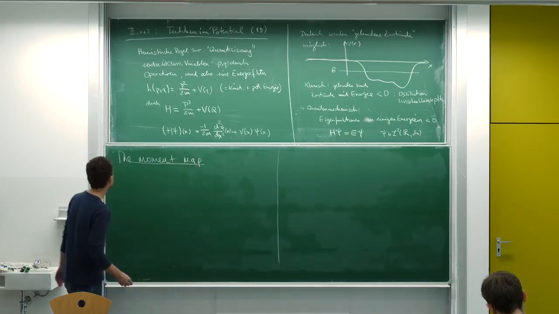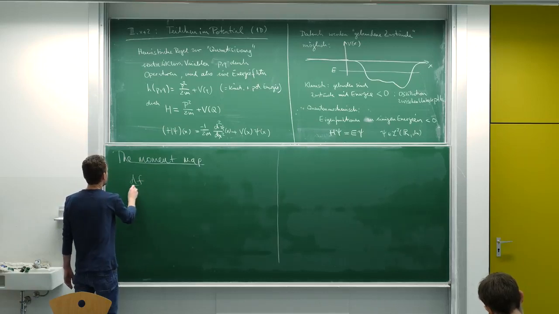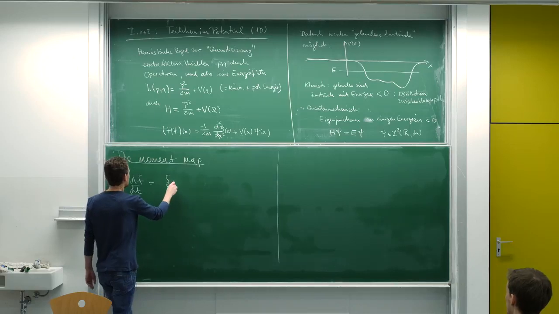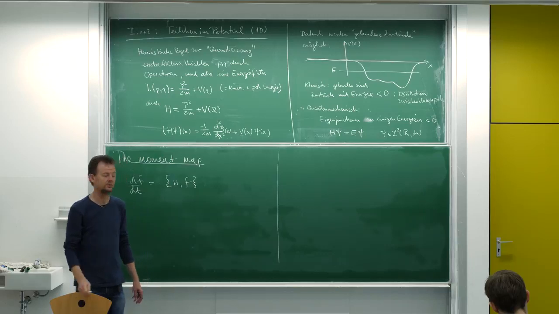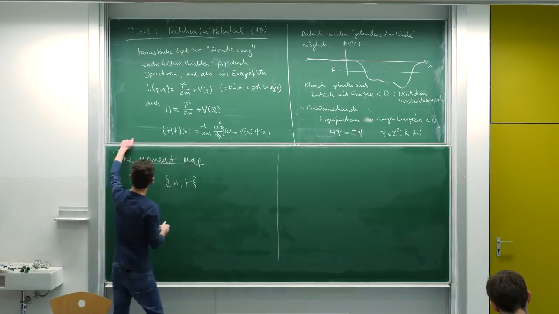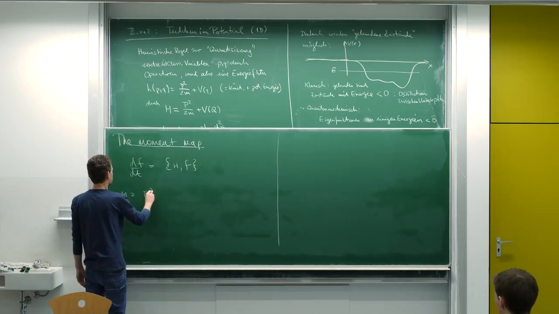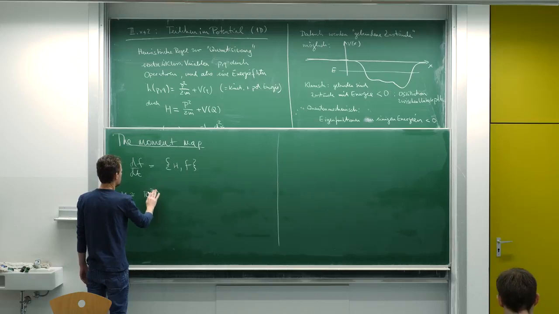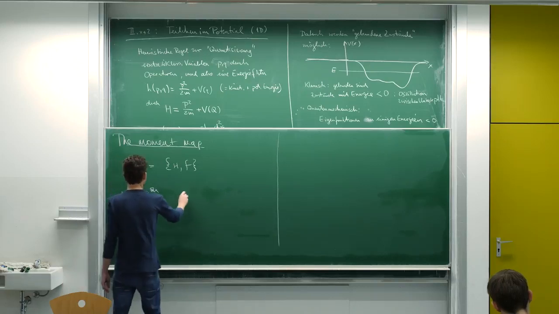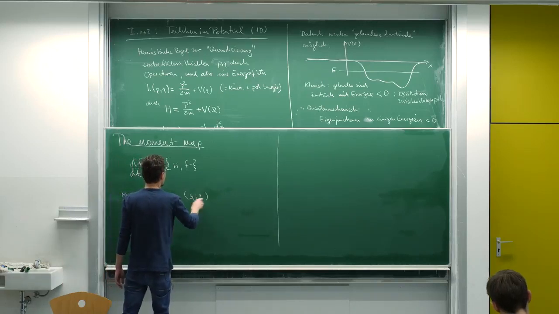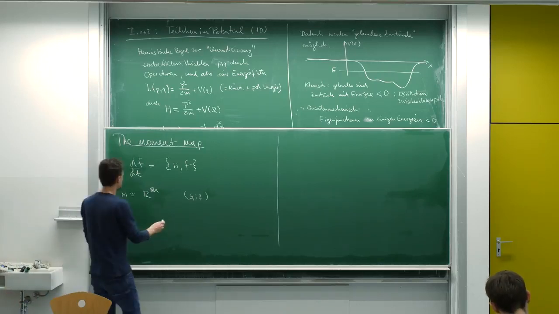In classical mechanics, we know the following equation of motion for an observable. So if we have phase space R^2n and you have coordinates q's and p's for this phase space, then an observable in classical mechanics is a function.